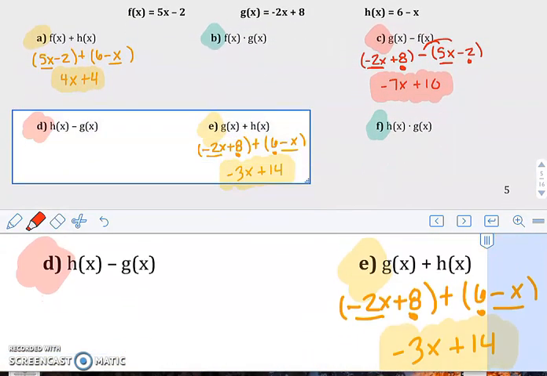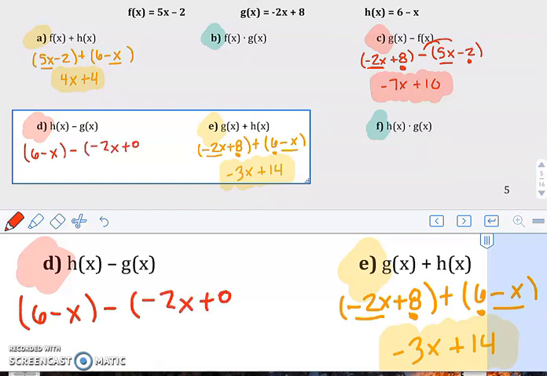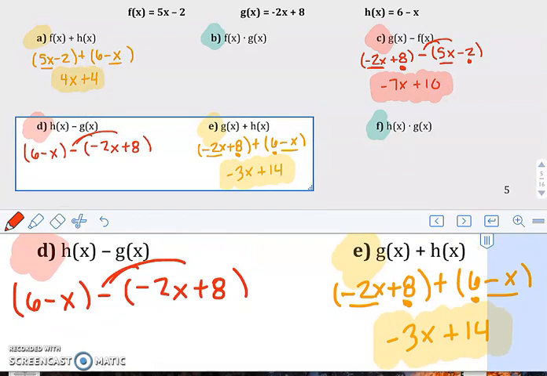Let's look at D. So h minus g. So h, we've got 6 minus x. Bring down the minus sign. Our g function is negative 2x plus 8. So remember that minus goes in there to both things, but combine your like terms. So 6 minus 8 becomes negative 2. And then negative 1 minus negative 2 becomes plus. So negative 1 plus 2 becomes 1x.